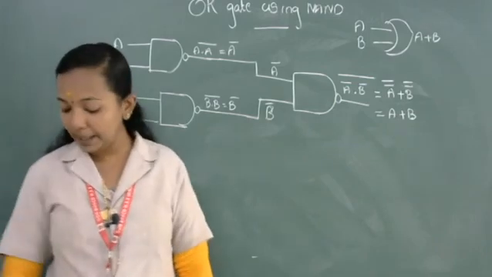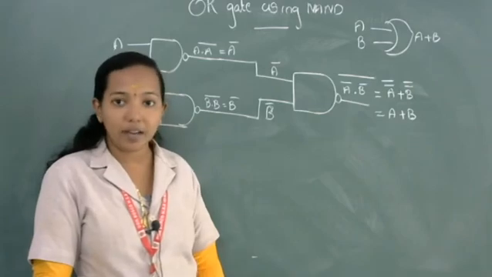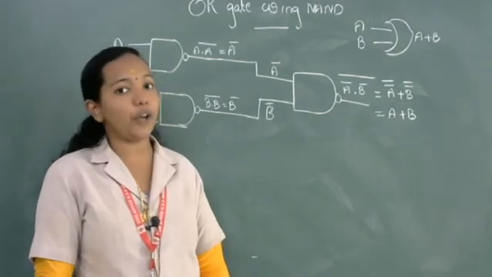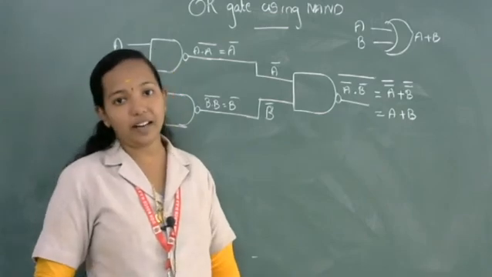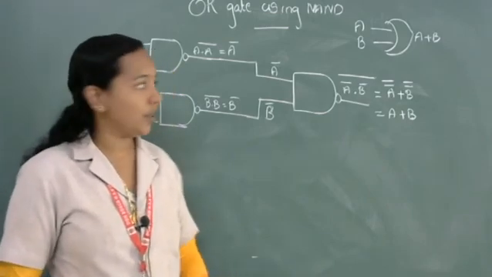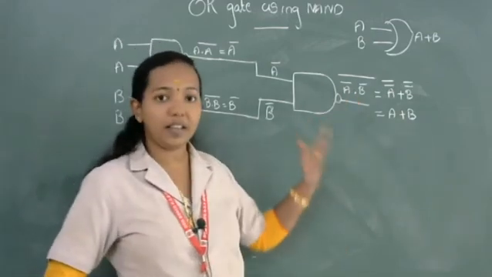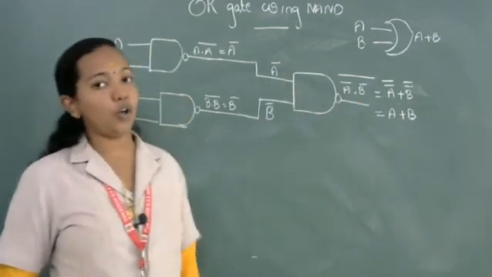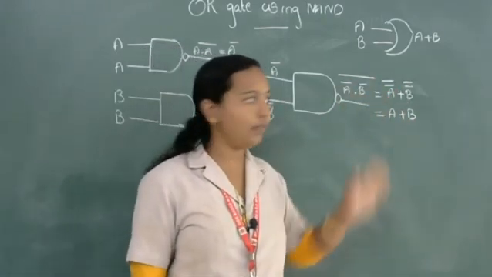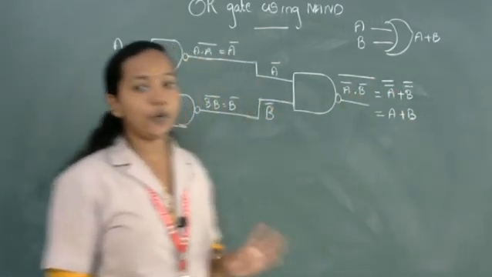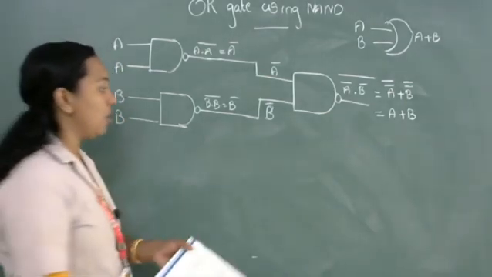Here we apply De Morgan's theorem. According to De Morgan's theorem, the complement of a product of two Boolean variables is equal to the sum of their individual complements. Instead of A, here it is A complement, instead of B, here it is B complement, and the overall complement is also present. A double complement is equal to A itself, B double complement is equal to B itself. Clear? Then we can write the algebraic proof.